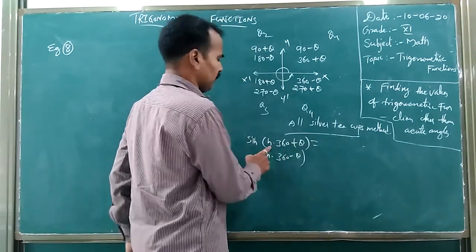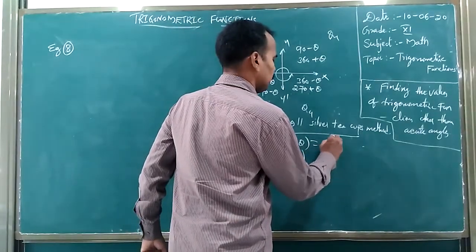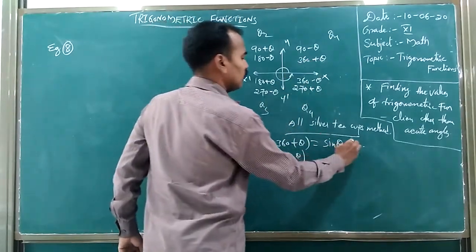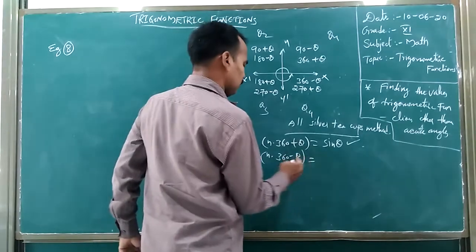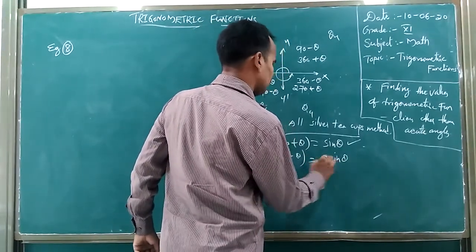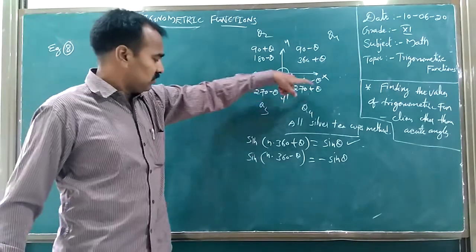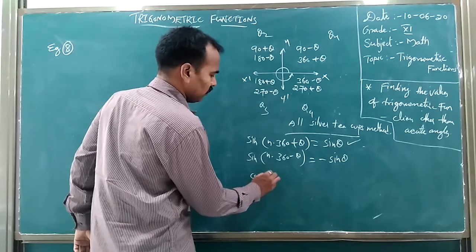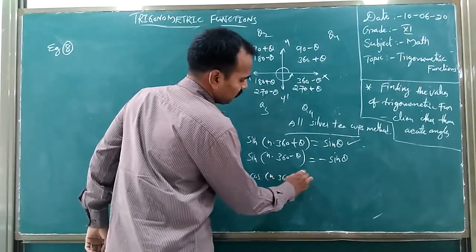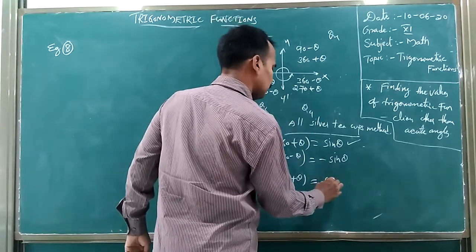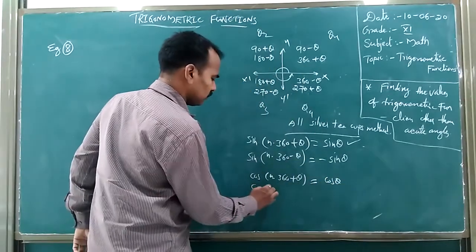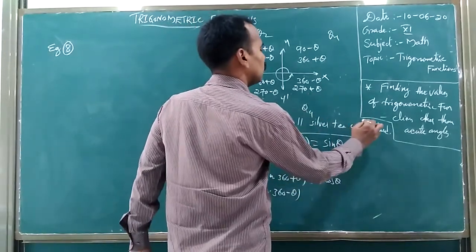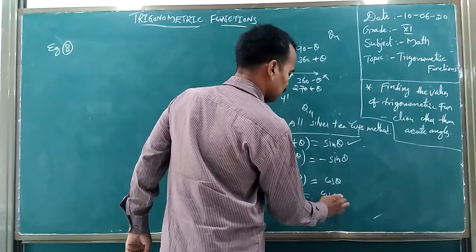If an angle is in the form of n into 360 plus theta, sin becomes sin theta, and plus theta means it is in the first quadrant, so it is positive. With n into 360 minus theta, the ratio is the same, there is no change in the ratio, but the sign changes because 360 minus theta belongs to the fourth quadrant. Similarly, cos of n into 360 plus theta is in the first quadrant, so it becomes cos theta. Cos of n into 360 minus theta is in the fourth quadrant, where cos is positive, so it becomes plus cos theta.